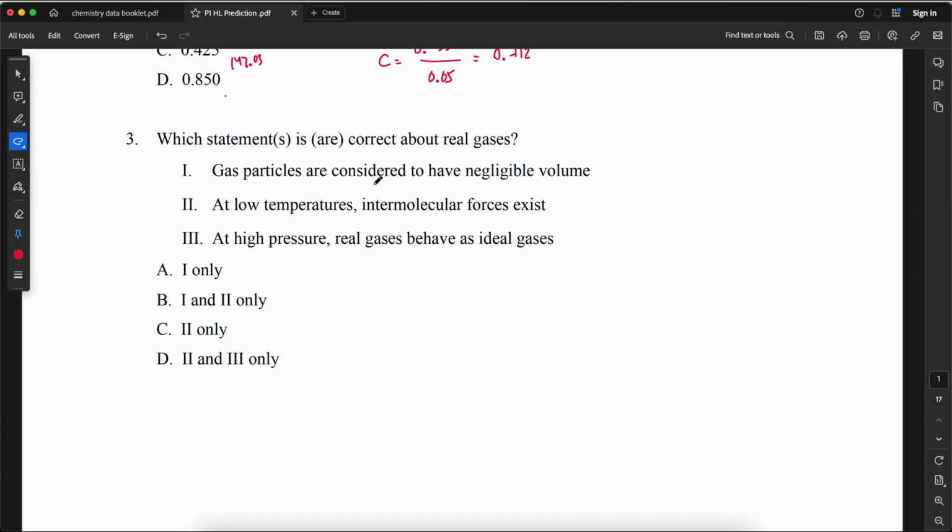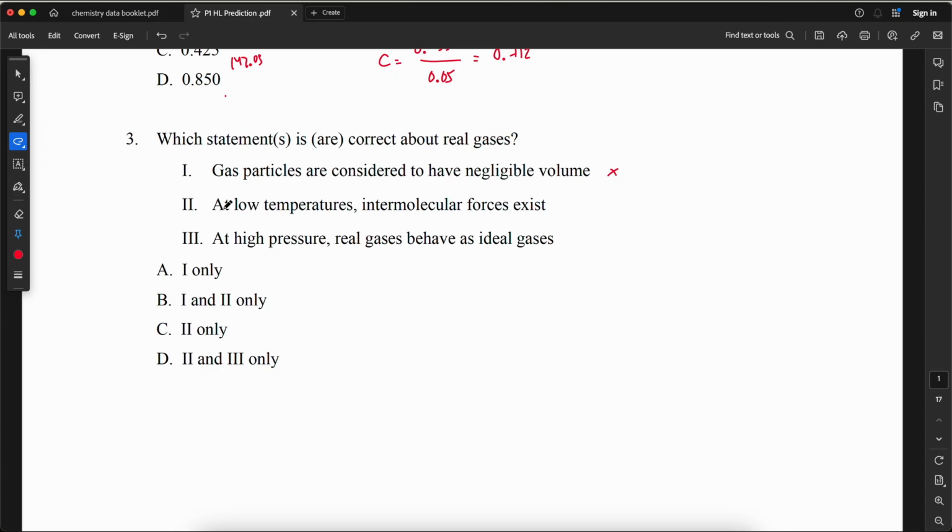Gas particles are considered to have negligible volume. Before that, let me explain. Ideal gases are described as moving particles with no volume and no intermolecular forces, and real gases take into account the small volume of particles and intermolecular forces that can cause deviation from the ideal behavior. So the first option applies only to ideal gas, so it is incorrect.